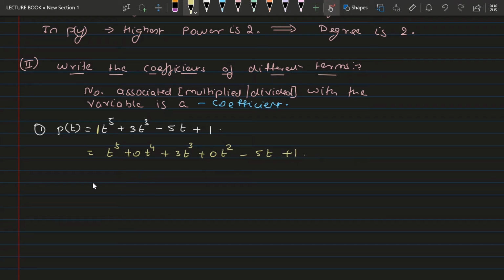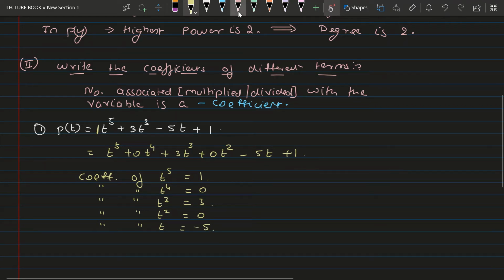So in this particular case, coefficient of t raised to 5 is 1, coefficient of t raised to 4 is 0, coefficient of t raised to 3 is 3, coefficient of t square is again 0, coefficient of t is negative 5, because you have a minus sign associated over here. It will be adjusted with the next number, therefore it is negative 5 over there. Got it?